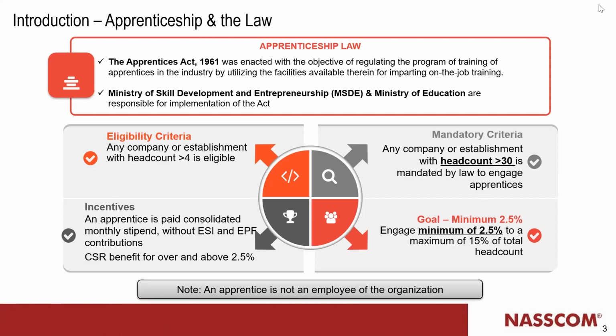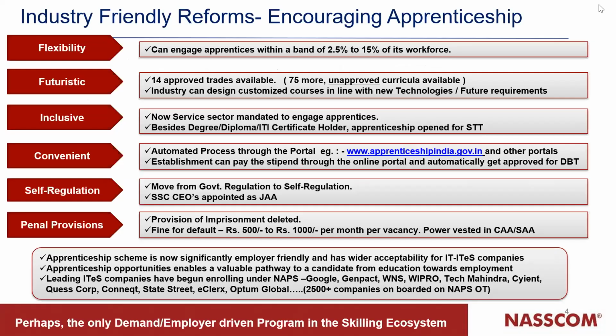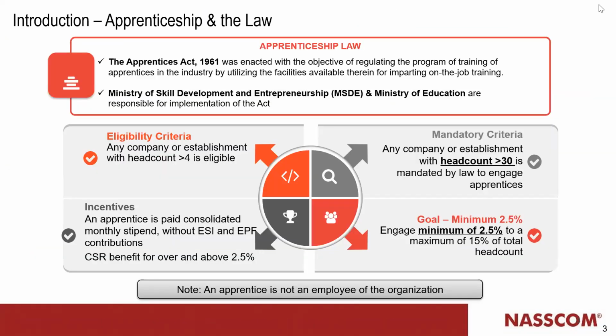So moving forward, just to make it a little clearer, there are two ministries. The Ministry of Skill Development and Entrepreneurship, in existence since 2014, is running an apprenticeship scheme called NAPS, and we'll talk about the details of that. Under the Ministry of Education, there is another scheme called NATS. Since 1961, this law has been there, and it is mandatory.